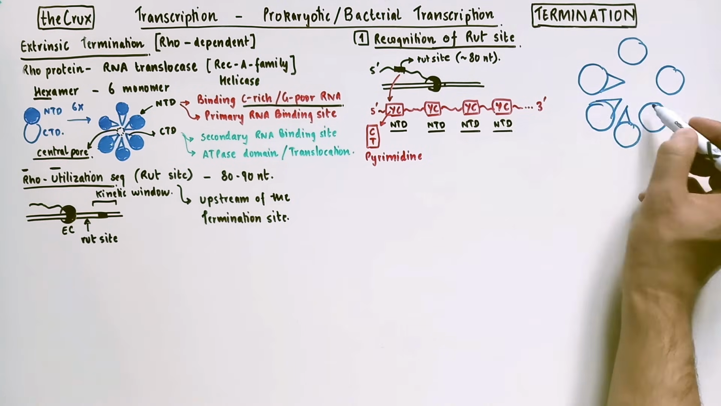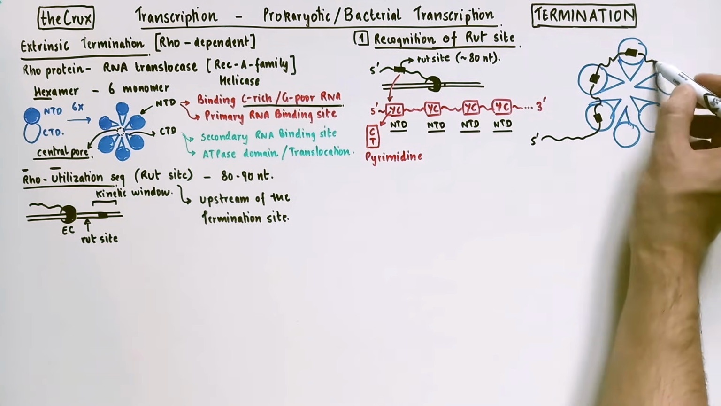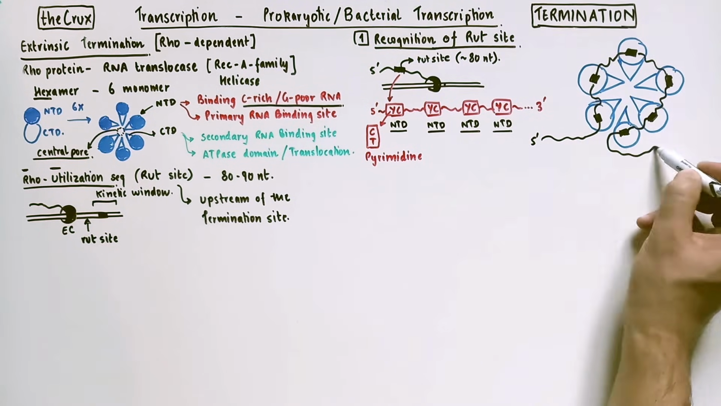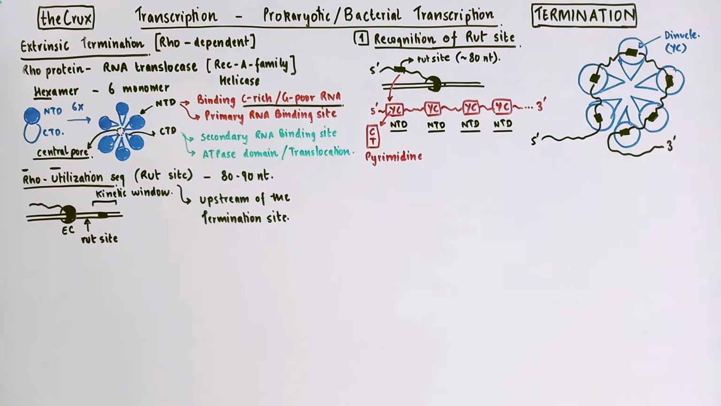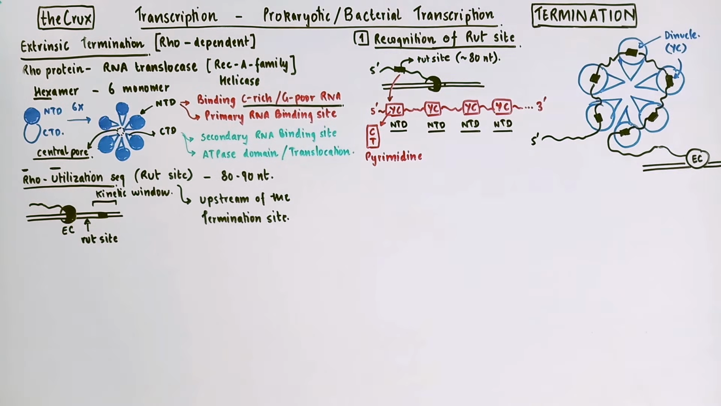If you want to draw out this recognition step, you would see that the Rho positions itself with the transcribed RNA, and the dinucleotides bind at the N-terminal domains. And the random nucleotides between these dinucleotides just dangle around. The 3' end of the RNA, of course, is part of the elongation complex, which is still elongating on the DNA, while the Rho recognizes the RUT sequences.